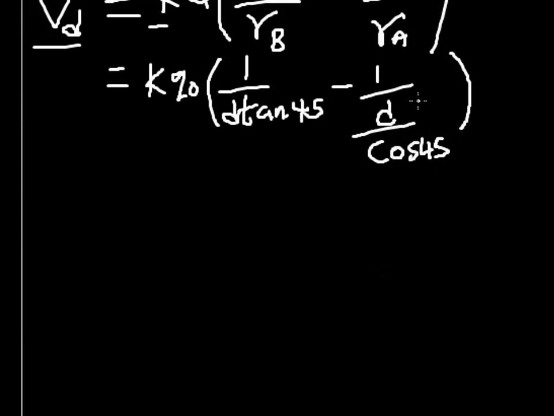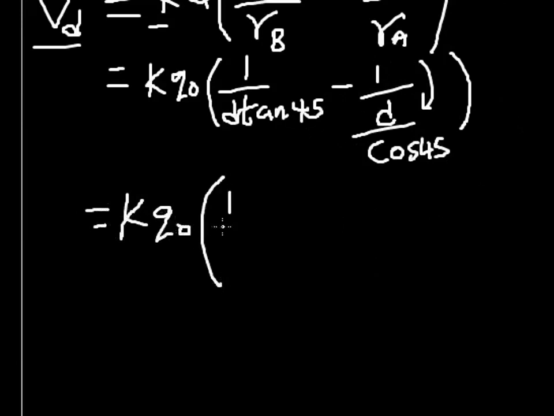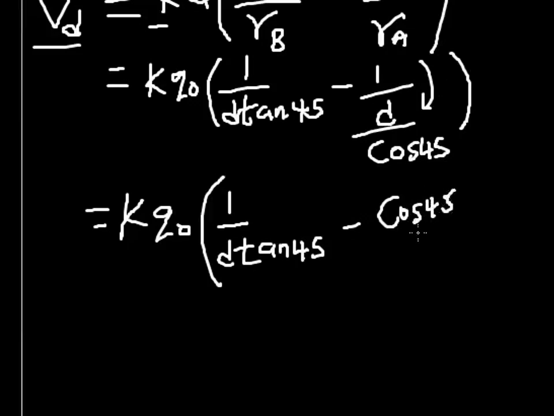Bracket closed. This fraction is a reciprocal, 1 all over a fraction, so I can invert it. So my final answer now can be KQ0 open bracket 1 all over D tan 45, minus the inverse, cos 45, all over D. I think there's something else that can be done to this.